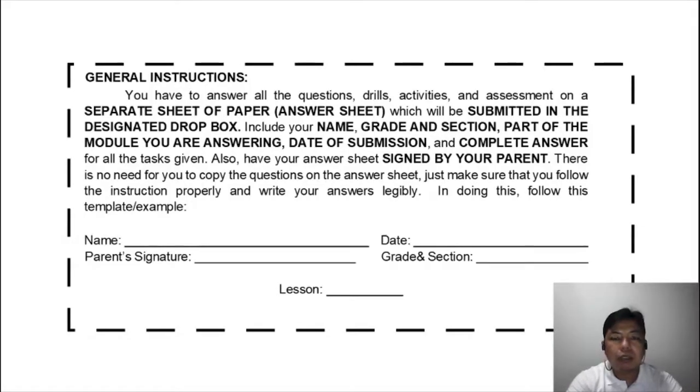Before we start, let's read the general instructions. You have to answer all the questions, drills, activities, and assessment on a separate sheet of paper, which will be submitted in a designated drop box. Include your name, grade and section, part of the module you are answering, date of submission, and complete answer for all the tasks given. Also, have your answer sheet signed by your parents. There is no need for you to copy the question on the answer sheet. Just make sure that you follow the instructions properly and write your answers legibly. In doing this, follow this template or example below.